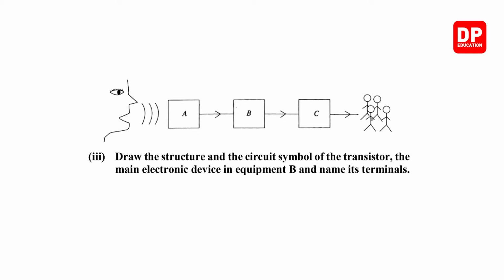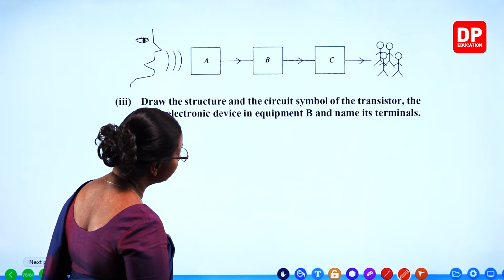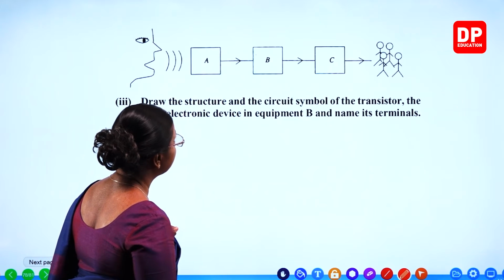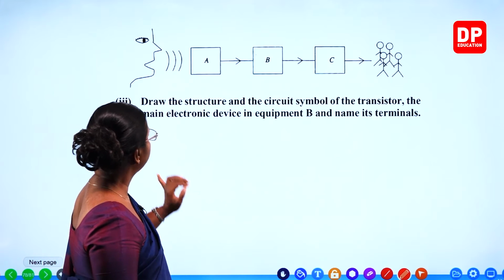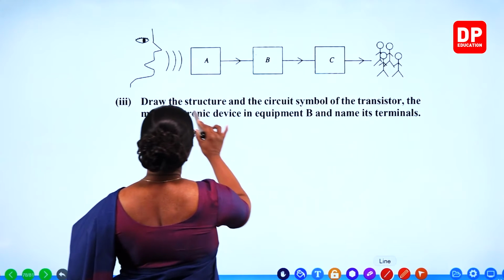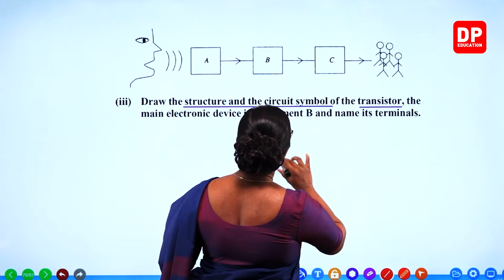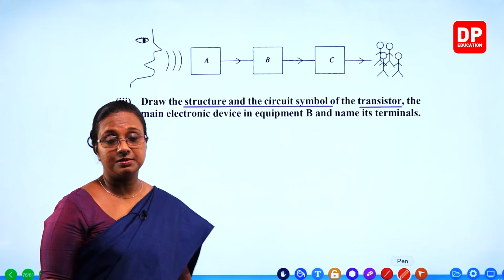Now here you can see the third one. Draw the structure and their circuit symbol of the transistor, the main electronic device in equipment B, and name its terminals. So you have to draw the structure and the circuit symbol of the transistor that is present in equipment B and name its terminals.